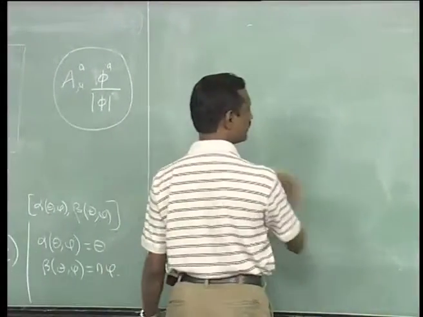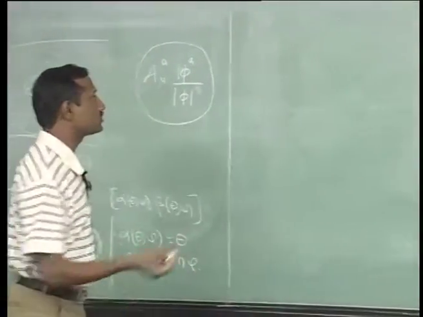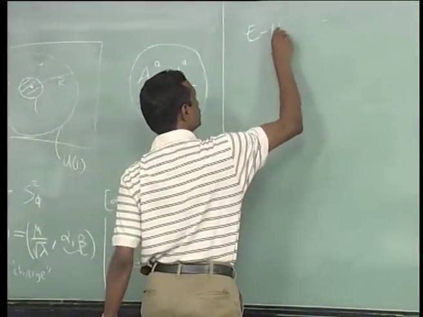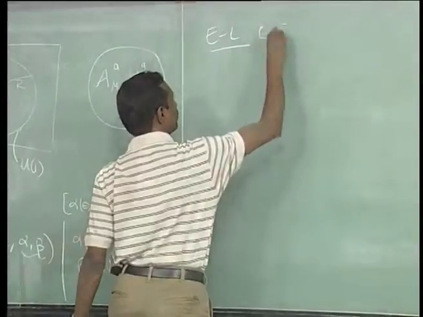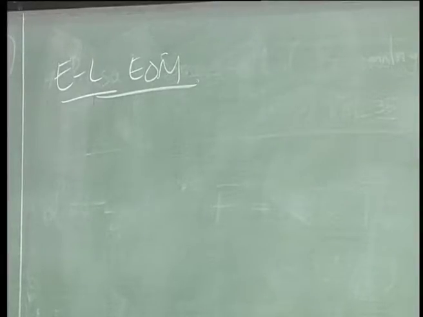Oh, I erased the one thing which I needed next, but doesn't matter. So what we need to do is to work out the Euler-Lagrange equations of motion, and I will show you some tricks which will tell you that there are some terms which you need not worry too much about. This has got to do with symmetry.